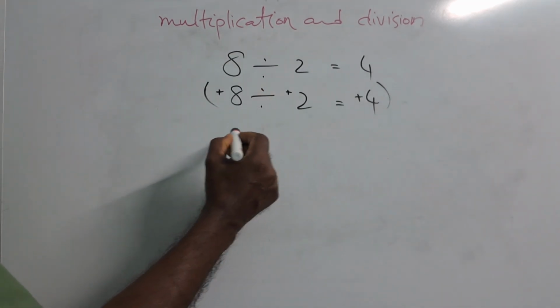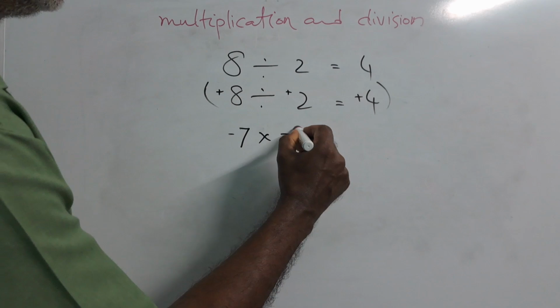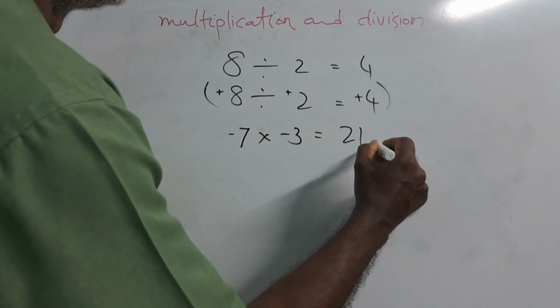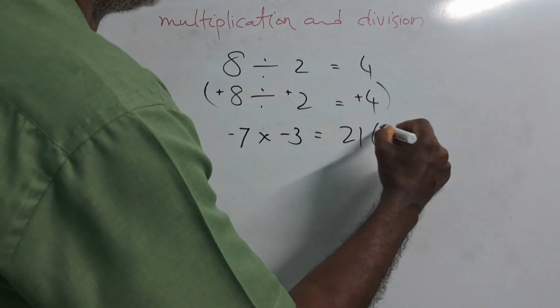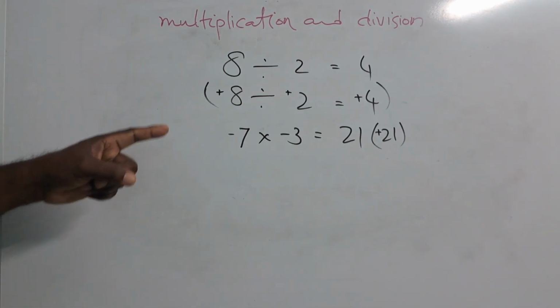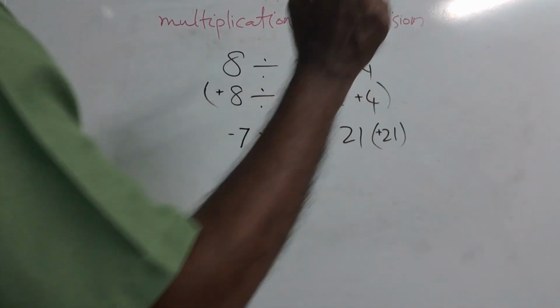In the same way, negative 7 into negative 3 is equal to 7 into 3, 21. It is positive 21. Numbers carrying the same signs, multiplied or divided, the answer is a positive number.